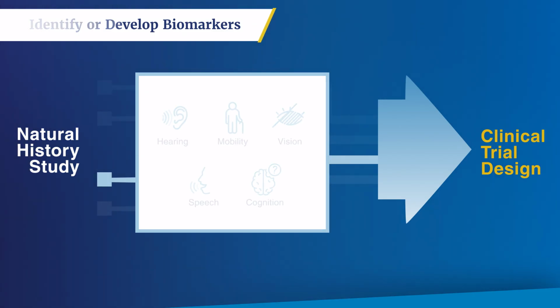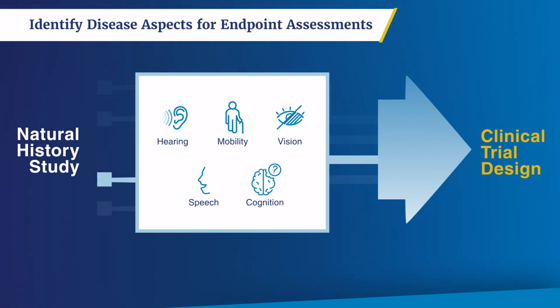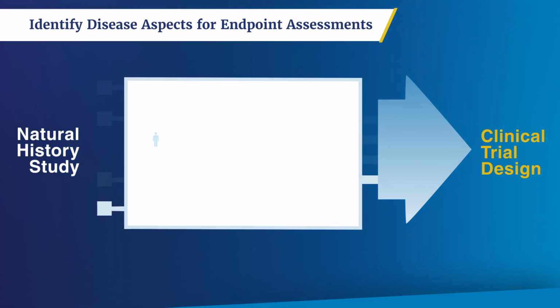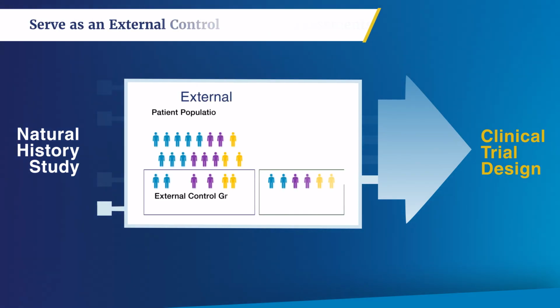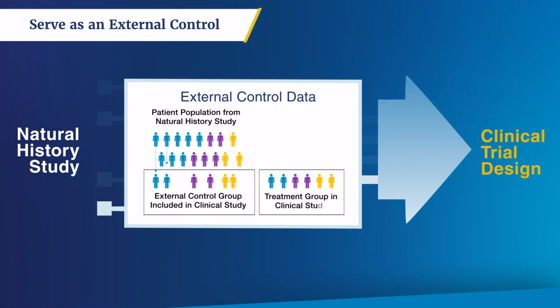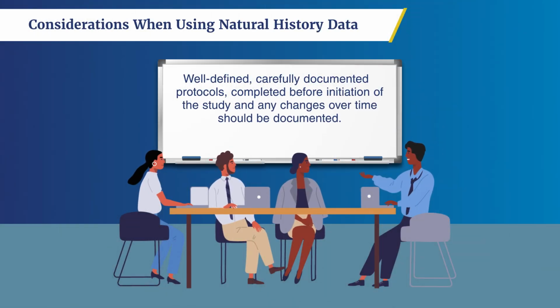It may also identify aspects of a disease that are appropriate for endpoint assessments that can be used in future clinical trials. And it may serve as an external control in a clinical study. However, its use in this context requires careful assessment and planning and will be discussed later in this video. When considering the use of natural history study data, sponsors should note the following.